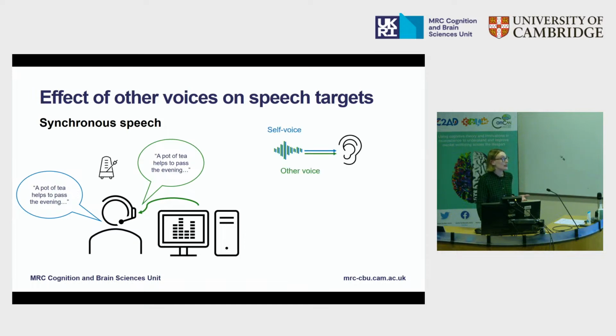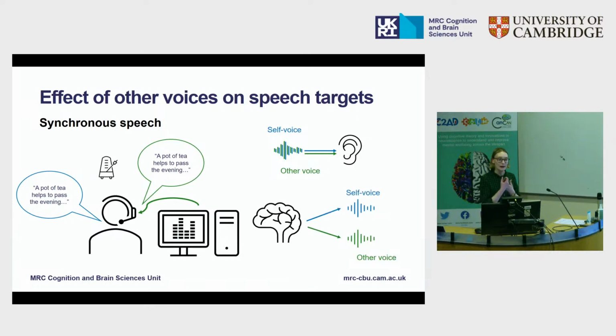What this means is that the brain isn't just hearing the self voice, but also another voice, and these two signals will be very overlapping in time. So the job of the brain is to separate back out these two signals. We know that it's using the sound of the self voice for monitoring, to make sure that we stay on target and correct for any errors.